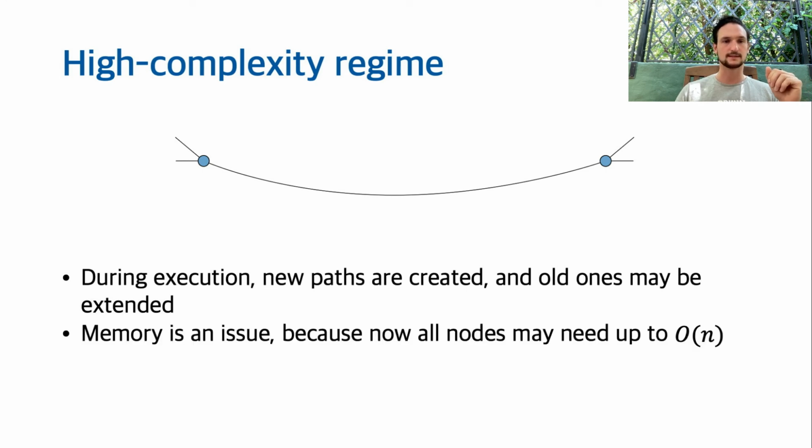Another problem is the memory issue, because as explained now, each node may need up to O(n) memory, which would break our linear global memory restriction. But all these issues can be resolved with careful design, which is exactly what we do in the paper.